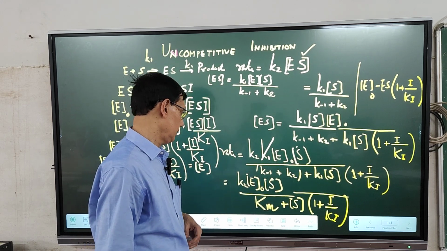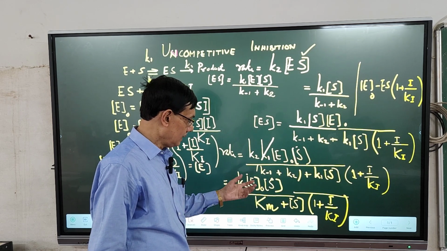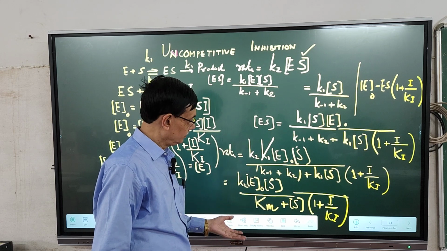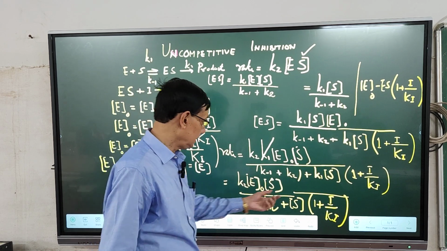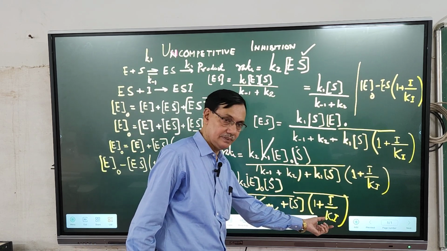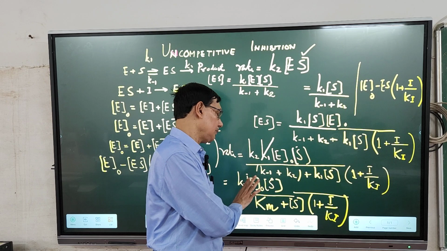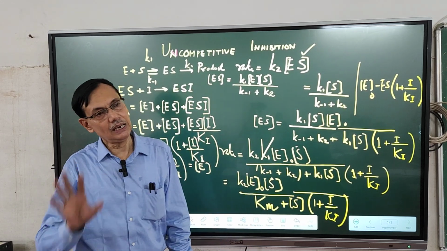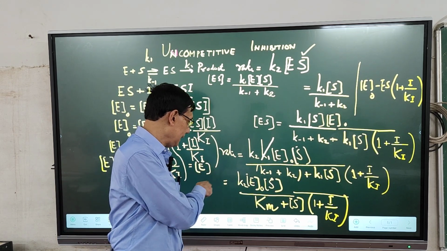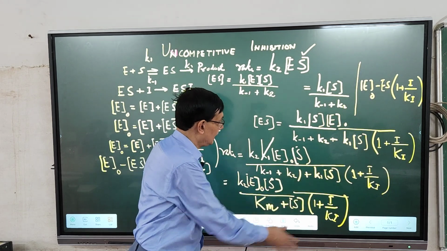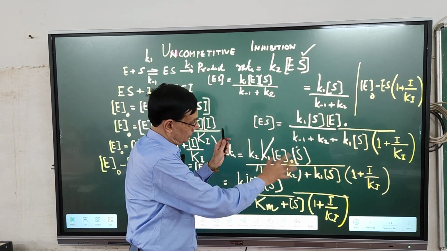There are two ways. Number one way is that you can divide numerator and denominator by 1 plus I by Ki. Okay, you follow my point or not? Now my objective is that I have determined the rate of the uncompetitive inhibition. Then I will plot a Lineweaver-Burk plot. I can write 1 upon rate is equal to Km S, 1 plus I by Ki. Then it is the same, nothing new.